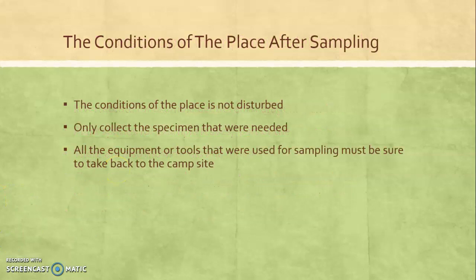Okay, the condition of the place after sampling. The condition of the place must not be disturbed, which means do not cut any plant that we're not going to use, or don't collect any animal or species that are not for the research. Only collect the specimen that were needed, which means only collect the specimen just enough for research. Do not collect more than that.